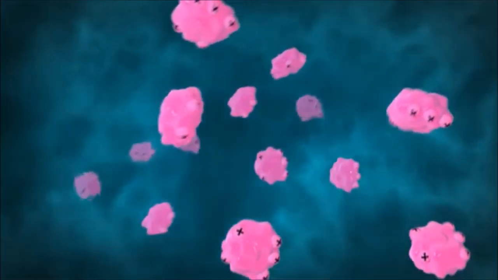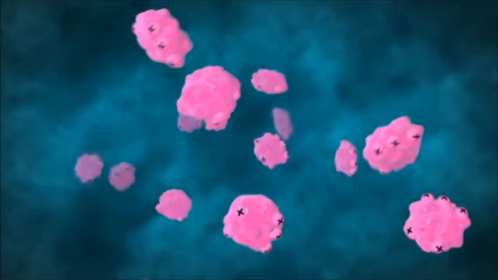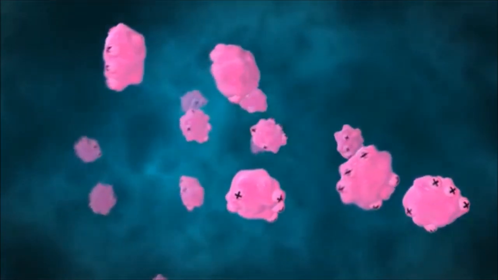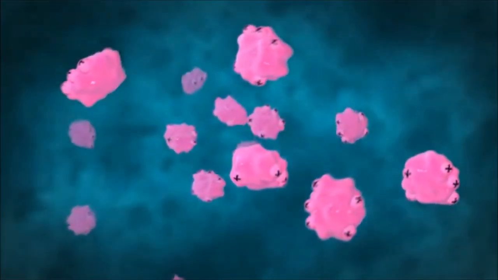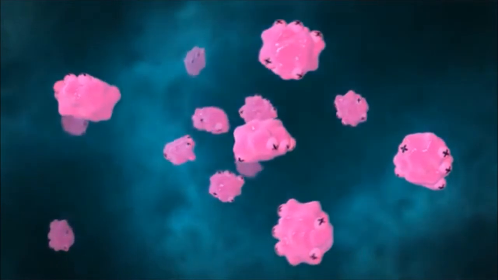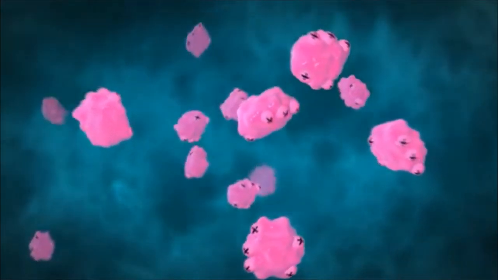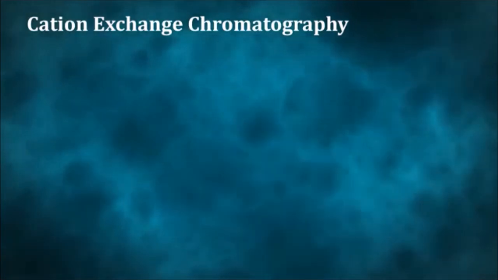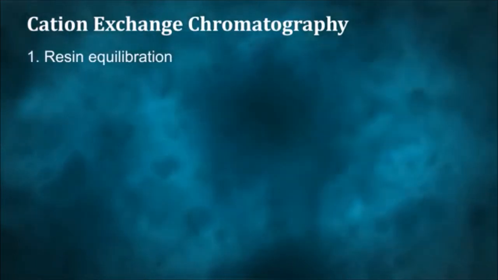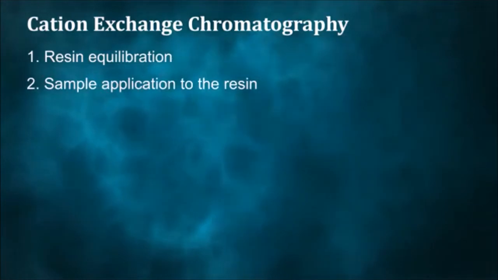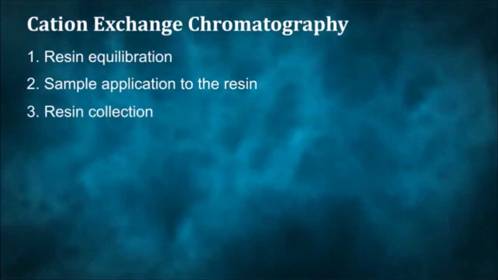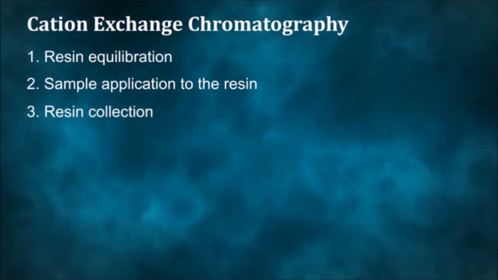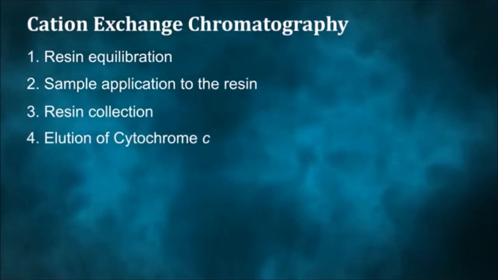At pH 7, cytochrome C has an overall positive charge. Therefore, cation exchange chromatography is used to target this protein. In today's lab, the cation exchange chromatography procedure will involve resin equilibration, sample application to the resin, collection, and finally, elution of cytochrome C.